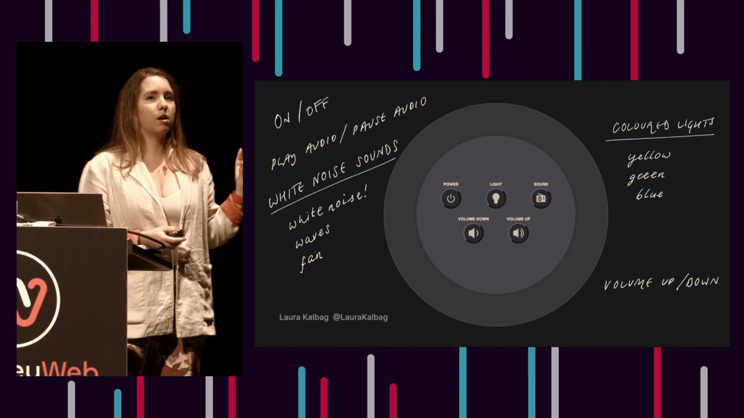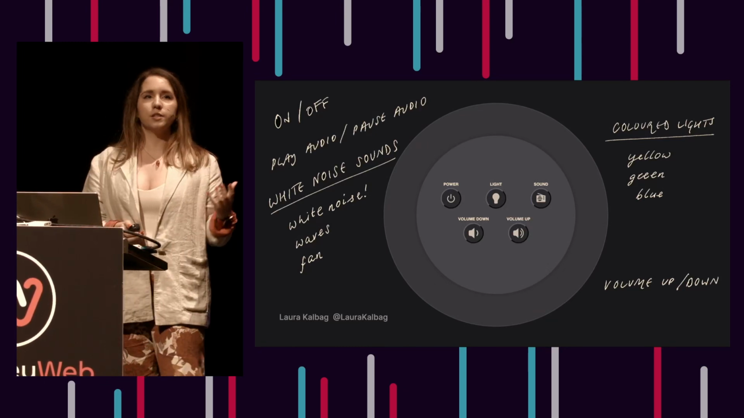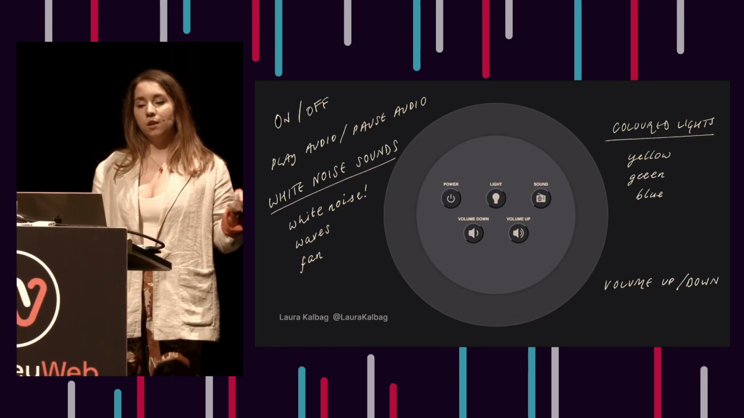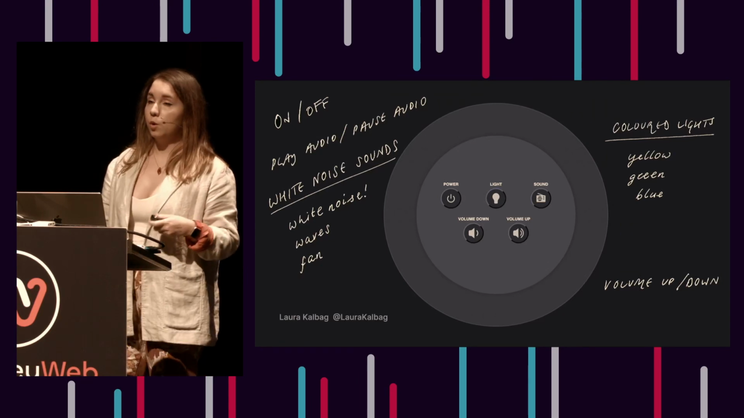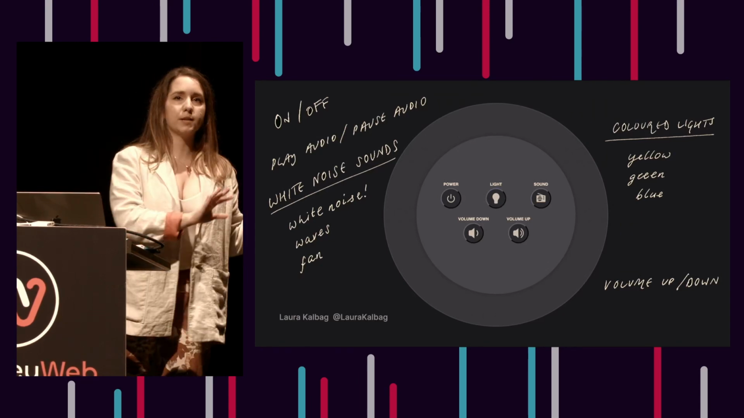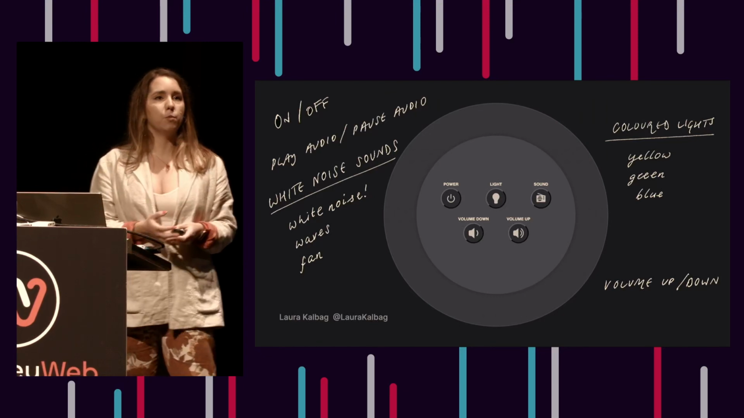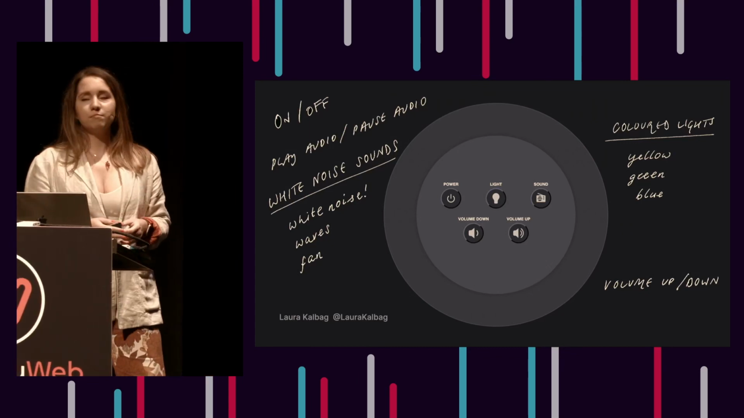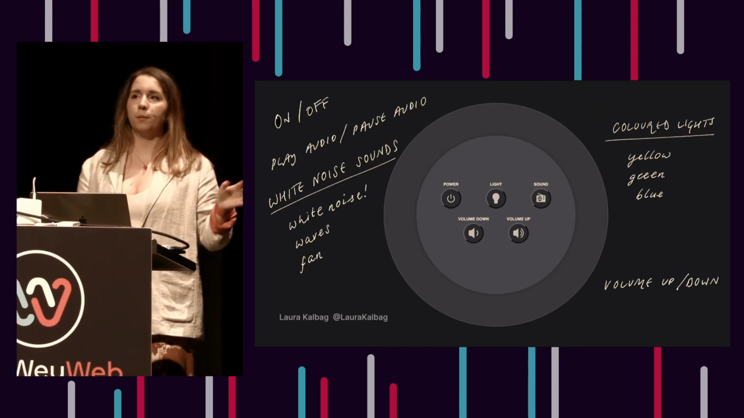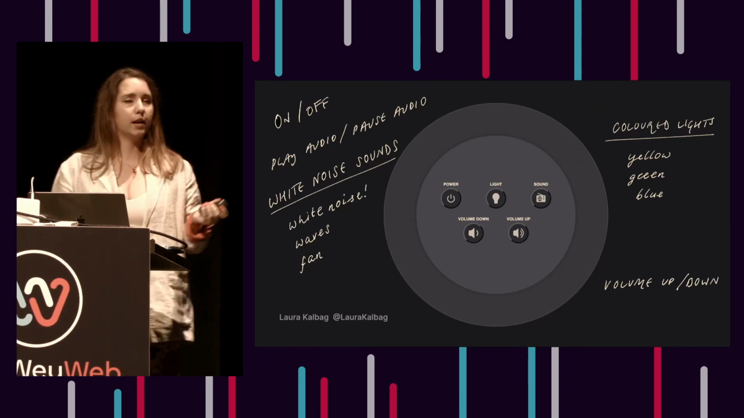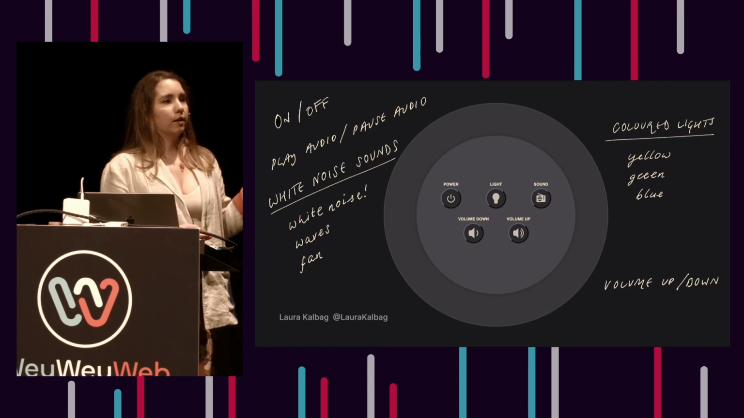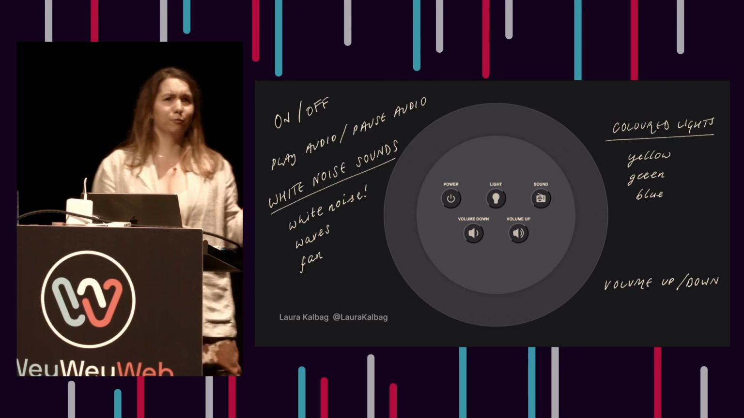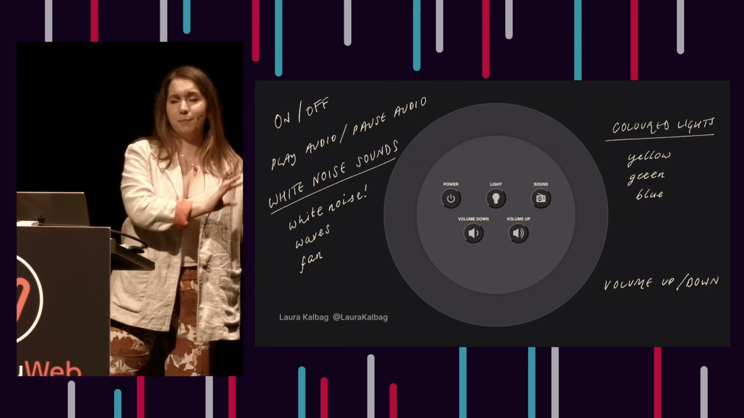So I thought about the states that I might want to use in a white noise machine app. Excuse my terrible handwriting. So we've got on and off. We've got playing audio, pausing audio. We've got sounds, and I want multiple sounds because all the best white noise machines have multiple sounds. So that would be white noise and waves and a fan maybe. And colored lights. I love colored lights. If I get to do something on the web, I'm going to stick color in it. And so I want to have some yellow and some green and some blue. And I'll probably want to have control over making the volume go up or down. So this is already getting really complicated for something that's just really basic demo.